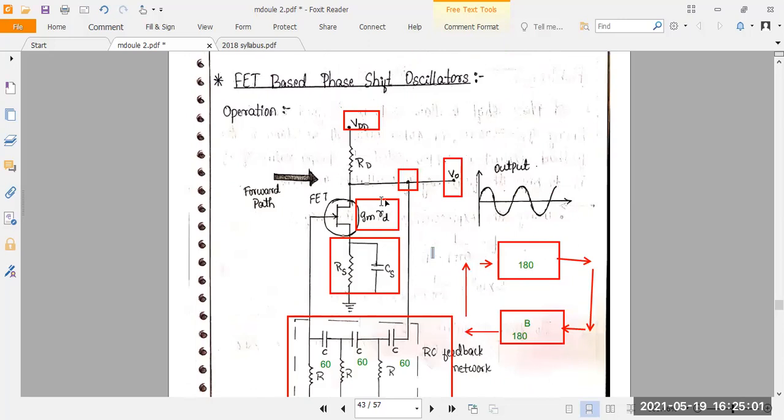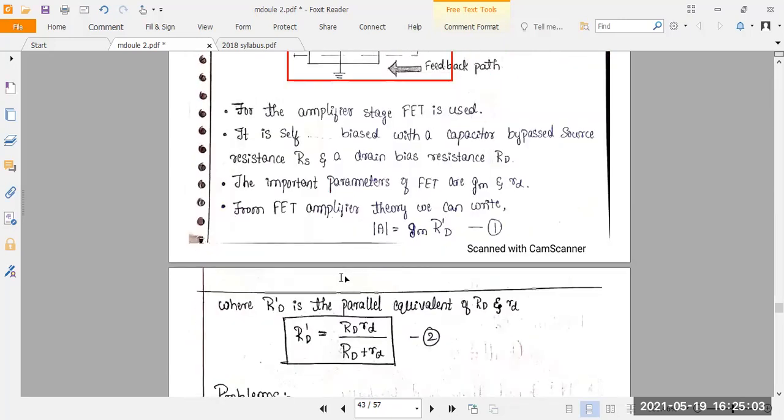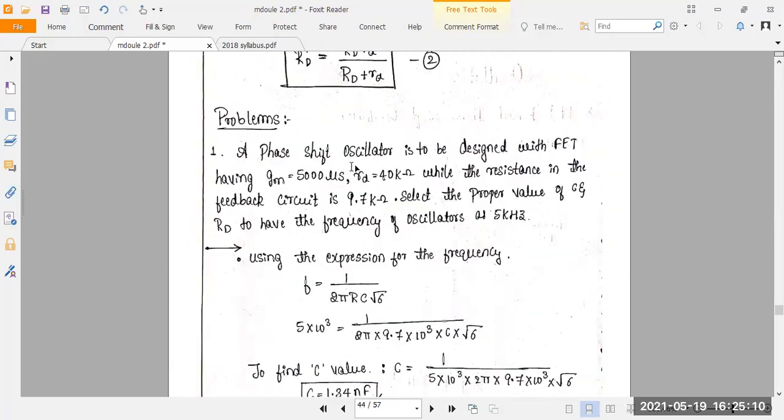Only you take the amplifier here, from that you get RD dash. What is the amplifier gain here? The magnitude of A is equal to gm RD dash. Okay, now take a problem here. A phase shift oscillator is to be designed with the FET having gm equal to 5000 microsiemens.